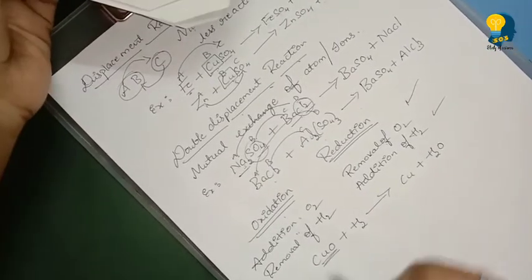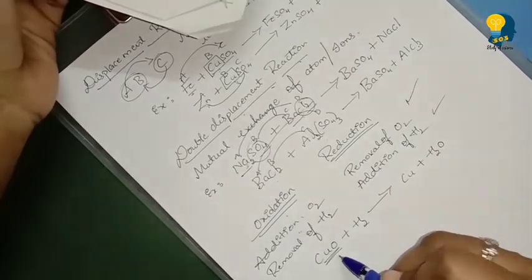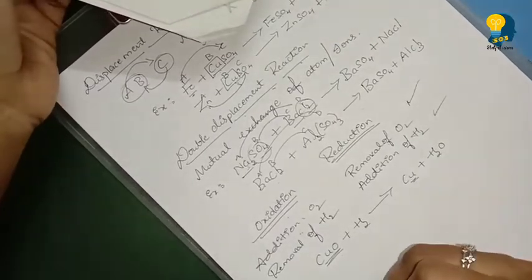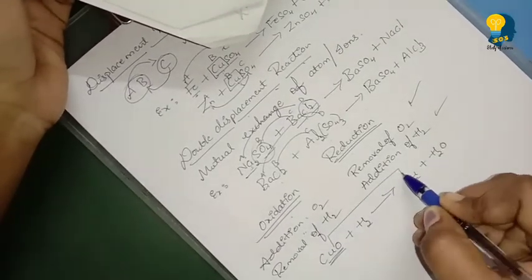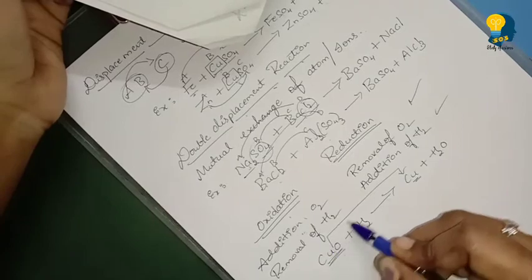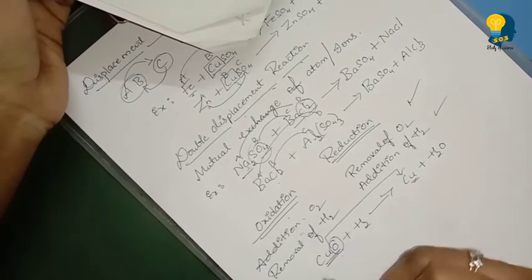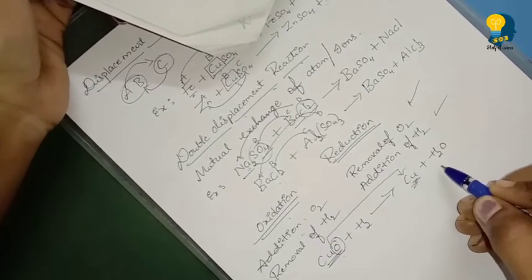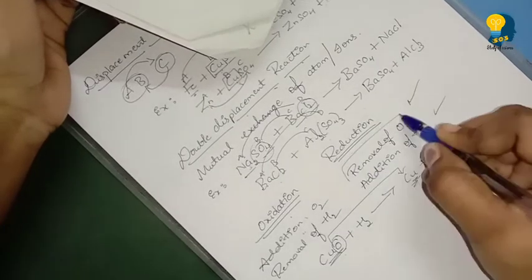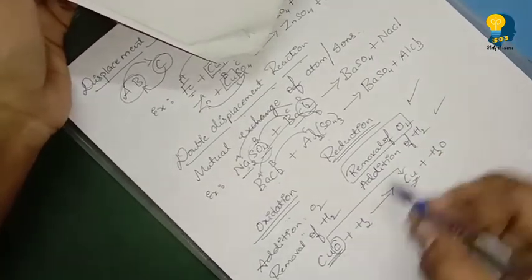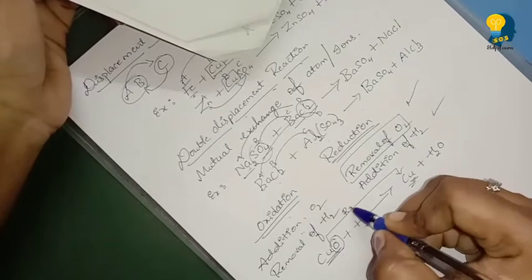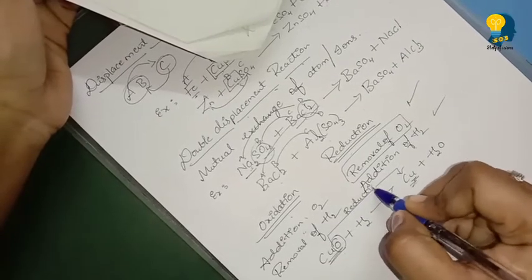Now if you observe the copper oxide, this is a reactant. In the product it became copper. Copper oxide became copper. What are you observing here? There was oxygen. Now there is no oxygen. What happened now? Removal of oxygen is seen. Removal of oxygen is what? Reduction. Removal of oxygen is reduction.